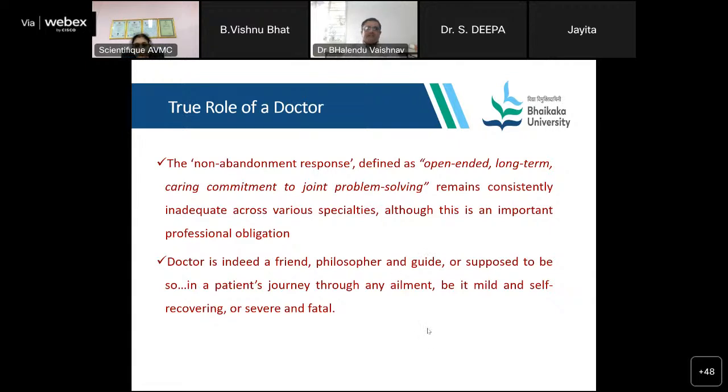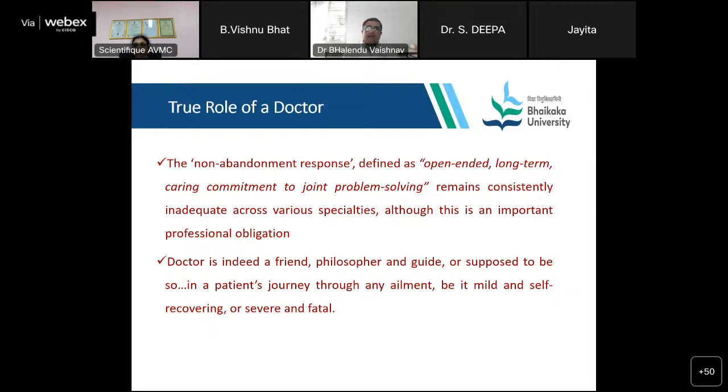It remains consistently inadequate across various specialties. Although it is an important professional obligation, our obligation doesn't end when we write a prescription or advise an investigation or when we give treatment or tell the prognosis or do any intervention.